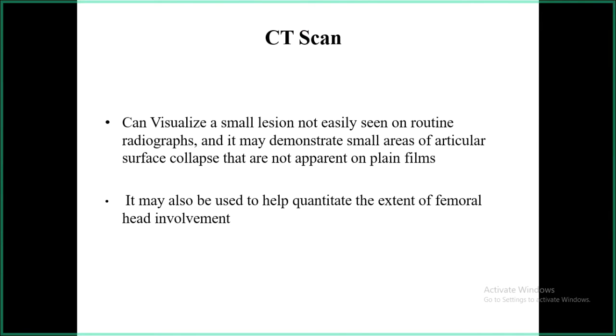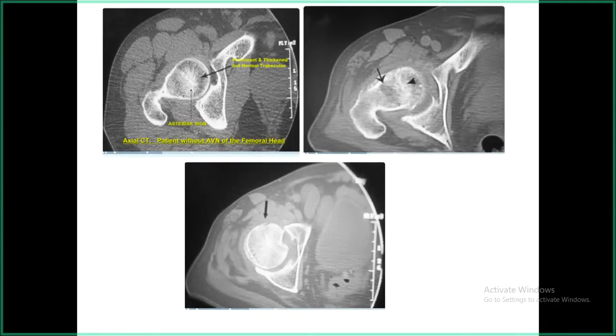CT scan. It can visualize a small lesion not easily seen on routine radiograph, and it may demonstrate small areas of articular surface collapse that are not apparent on plain films. It may also be used to help quantitate the extent of the femoral head involvement. This is the CT scan changes. It is not used commonly in avascular necrosis of the femoral head except in traumatic cases.